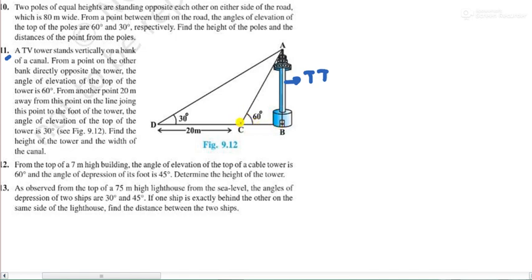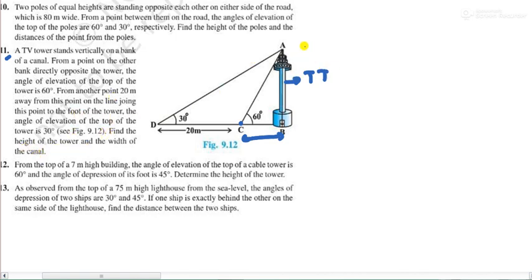C is the other side of the bank. One side is at B, the other side is at C. So this is the bank width. Now from another point 20 meter away from this point, this C point, on the line joining the foot of the tower, the angle of elevation of the top of the tower is 30. Now from here the angle of elevation is 30. Find the height of the tower and width of the canal.